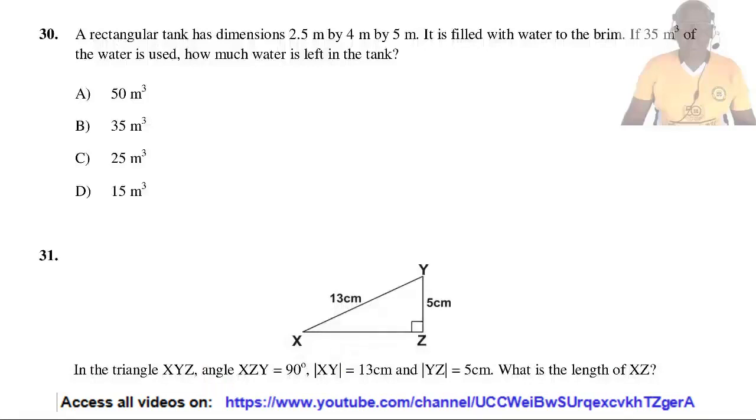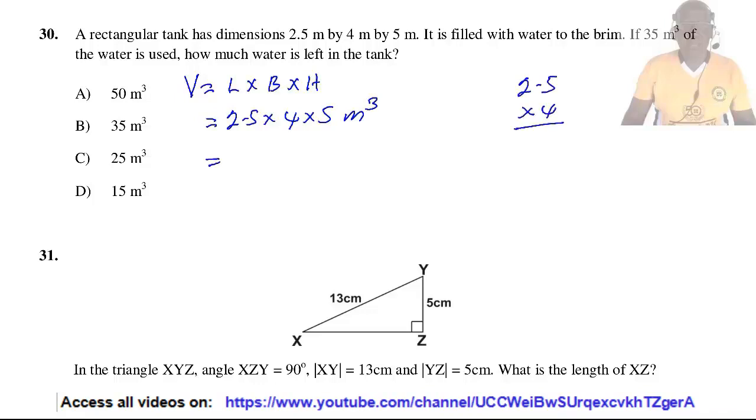Question 30. A rectangular tank has dimensions 2.5 meters by 4 meters by 5 meters. It is filled with water to the brim. If 35 meter cube of water is used, how much water is left in the tank? The volume of the tank V equals length times breadth times height, or 2.5 times 4 times 5 meter cube. 2.5 times 4: 25 times 4 is 100, 1 decimal place, so 10. 2.5 times 4 is 10, times 5 meter cube, which equals 50 meter cube.